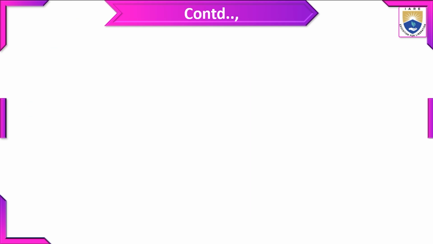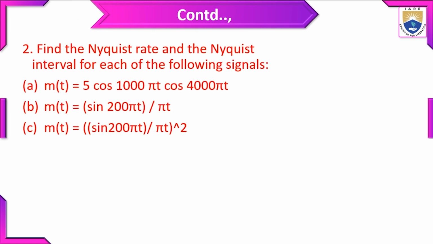Now coming to the second one, find the Nyquist rate and the Nyquist interval for each of the following signals. So here, three problems are given. One is m of t is equal to 5 cos 1000 pi t into cos of 4000 pi t.